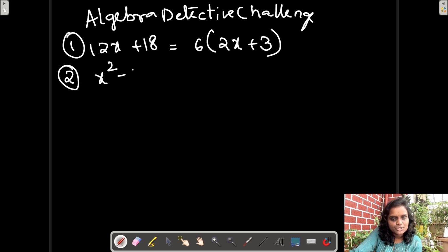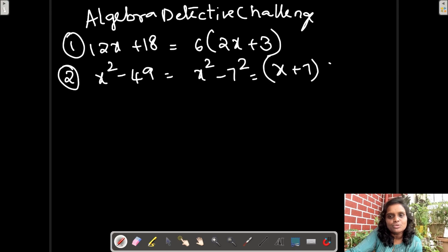Challenge 2. x square minus 49. Come on, pause and solve the answer. I'll give 5 seconds time. 5, 4, 3, 2 and 1. This is similar to an identity called a square minus b square. So I can write it as x plus 7 into x minus 7.